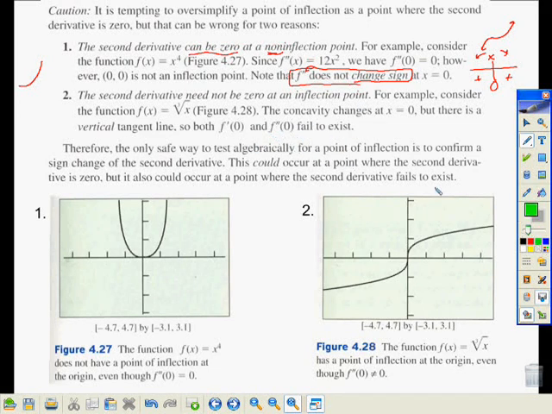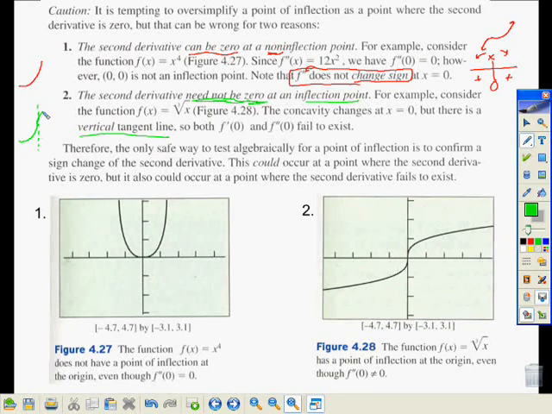Now another thing that can happen is it doesn't have to be zero. It does not need to be zero at an inflection point. What does have to happen is there has to be a tangent line. If I have a vertical tangent line, first of all, my derivative won't exist there, and if my derivative doesn't exist, my second derivative will not exist there.